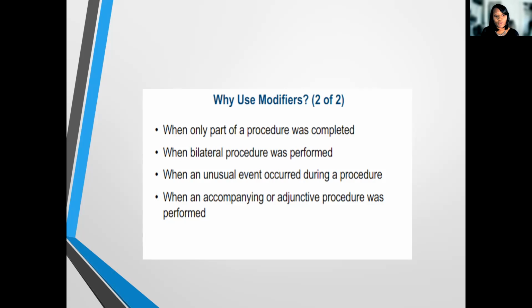When an unusual event occurs during the procedure, something very unusual that normally never occurs, we want to let that insurance company know that something was different. Another time would be when an accompanying or adjunctive procedure was also performed. When another procedure is performed within, let's say, one operation, one surgery, we want to let the insurance company know that there was something additional that was done.